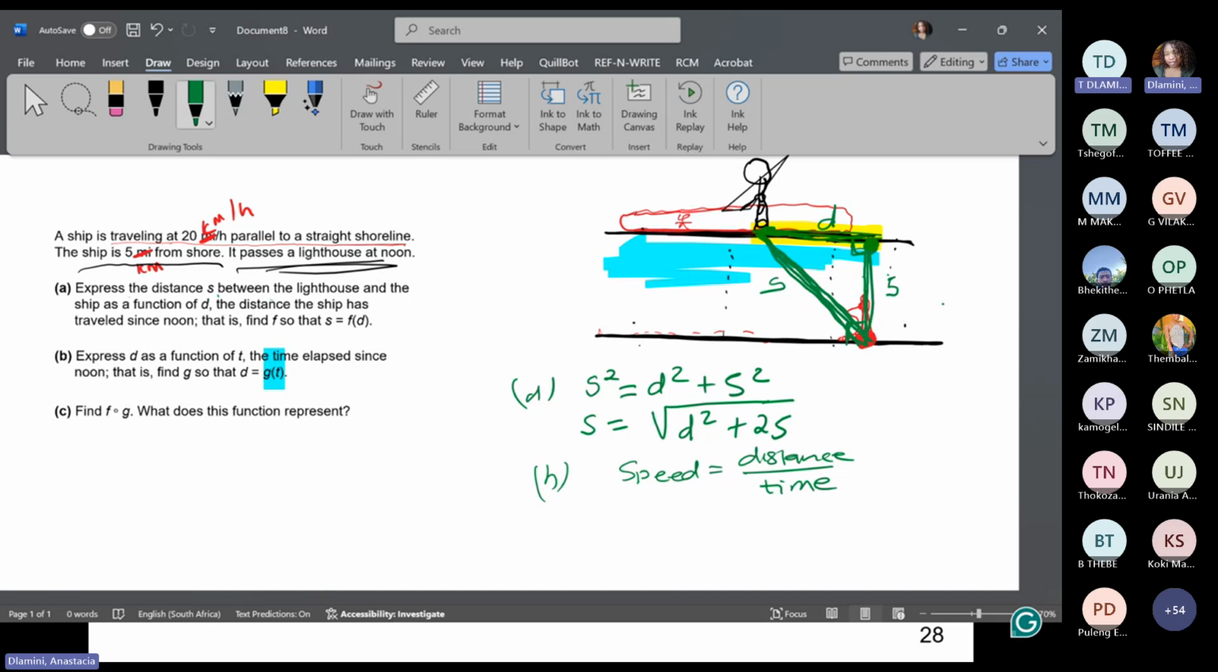So we know our distance, D is our distance. Let's put D here, and here our time. What is our speed? It's 20 kilometers per hour, which is equal to distance over time. Therefore, our D is equal to 20 times t.